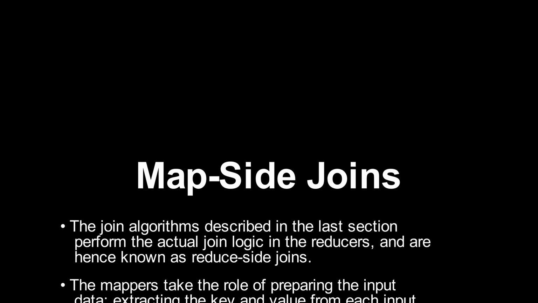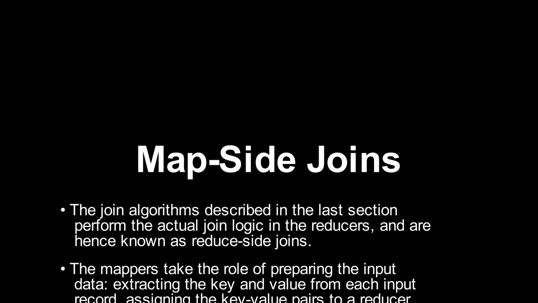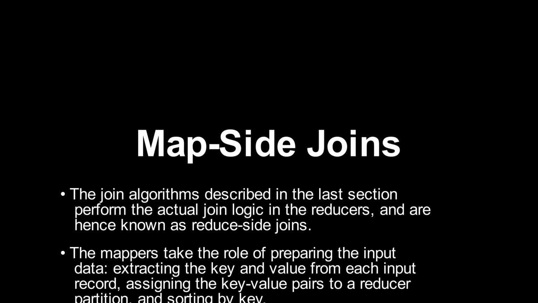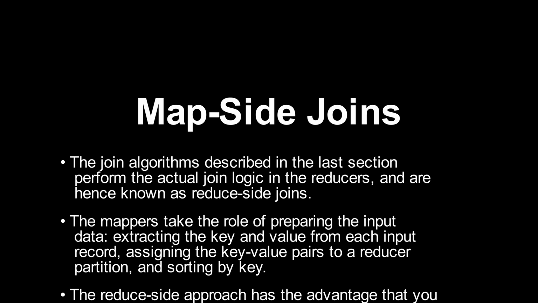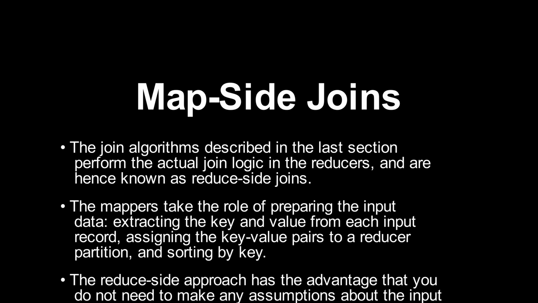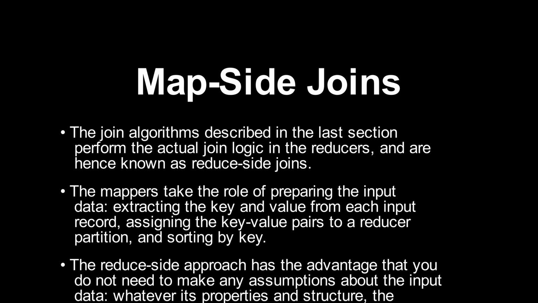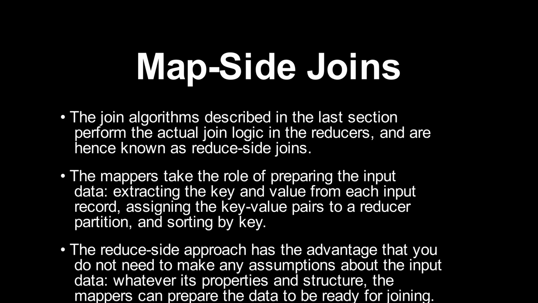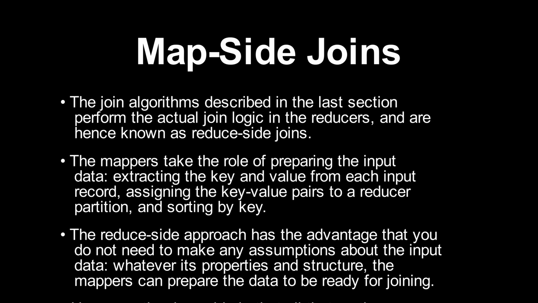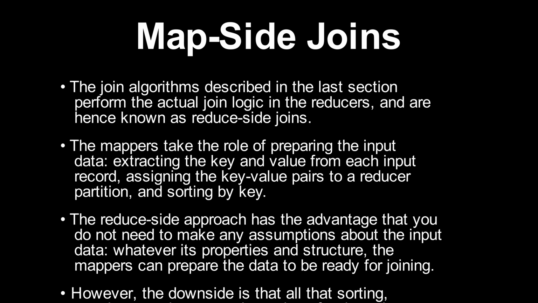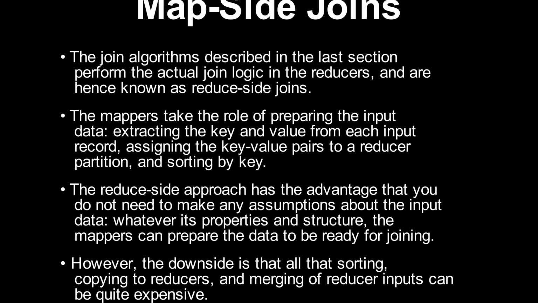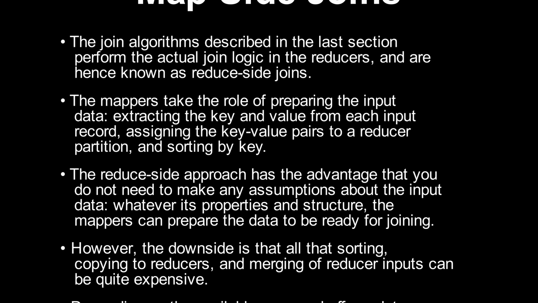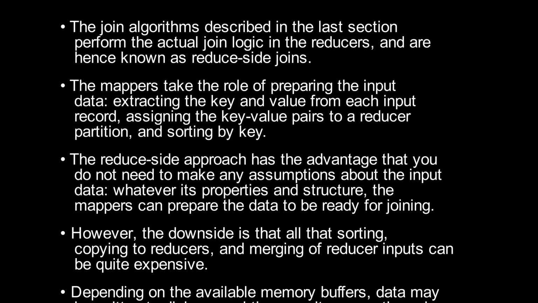Map-side joins. The join algorithms described in the last section perform the actual join logic in the reducers, and are hence known as reduce-side joins. The mappers take the role of preparing the input data, extracting the key and value from each input record, assigning the key-value pairs to a reducer partition, and sorting by key. The reduce-side approach has the advantage that you do not need to make any assumptions about the input data, whatever its properties and structure. The mappers can prepare the data to be ready for joining.